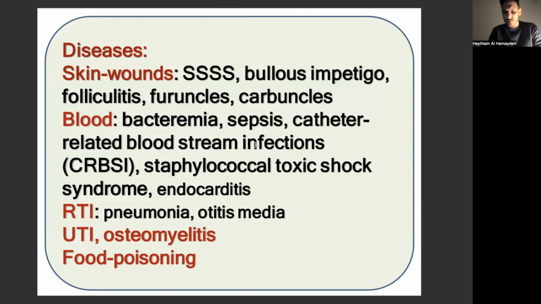Caused by Aureus, it's called staphylococcal scalded skin syndrome, which is a serious skin infection. It's basically the skin would start peeling. Impetigo is another very deep skin disease. Folliculitis, furuncles, and carbuncles. You see all of those things are around skin.